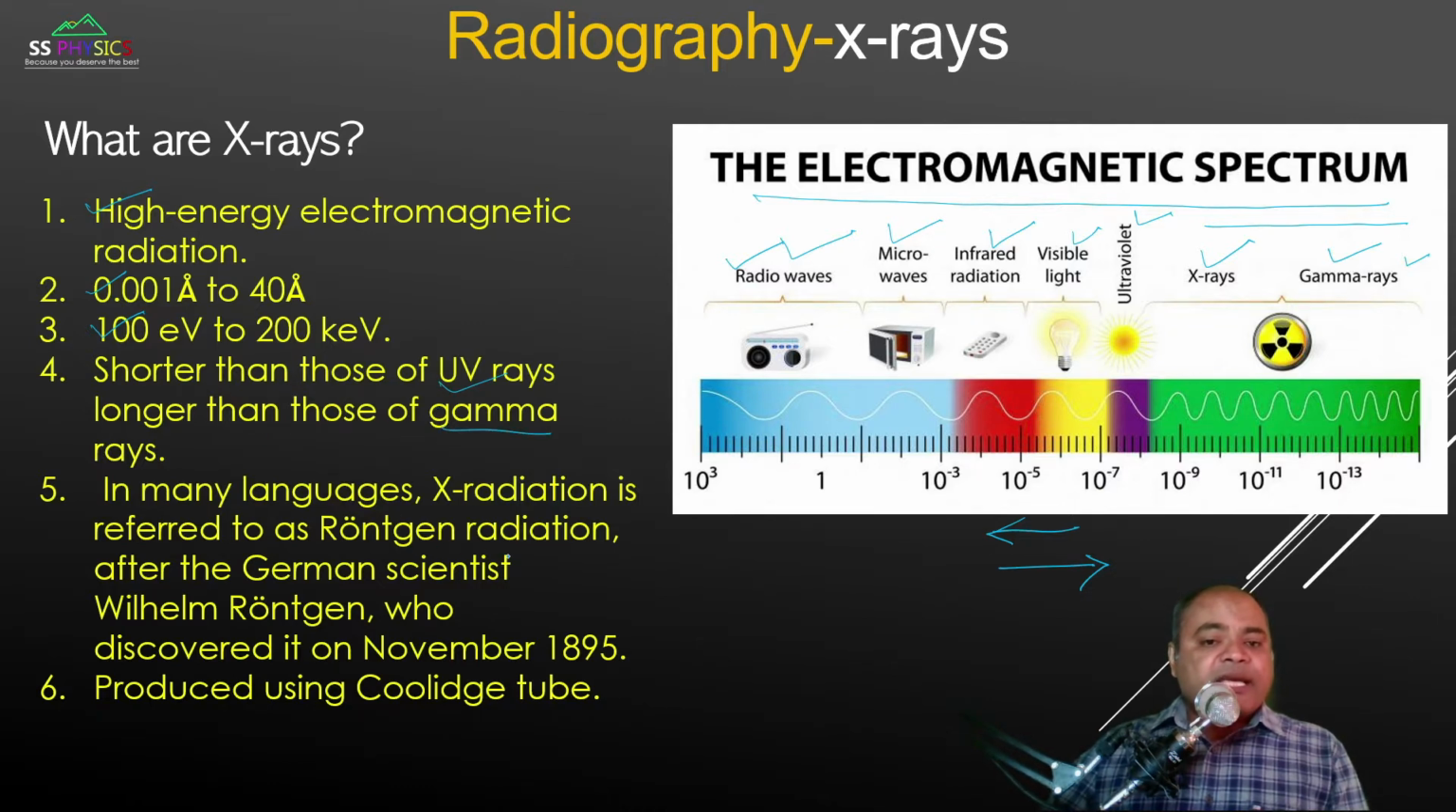In many languages, X radiation is referred to as Röntgen radiation after the German scientist Wilhelm Röntgen, who discovered it in November 1895, produced using a Coolidge tube. So these X-rays can be produced using a Coolidge tube, which is a vacuum tube in which we use an electron gun and some target to produce these X-rays. X-rays are produced by hitting high energy electrons on a particular sample, so that the kinetic energy of the electrons gets converted into X-rays.